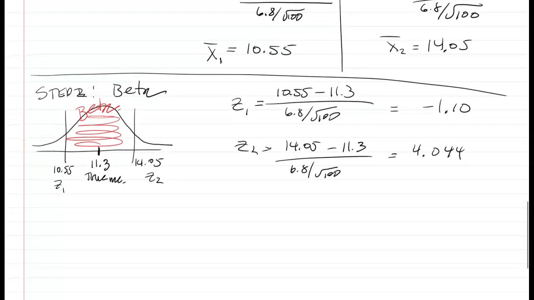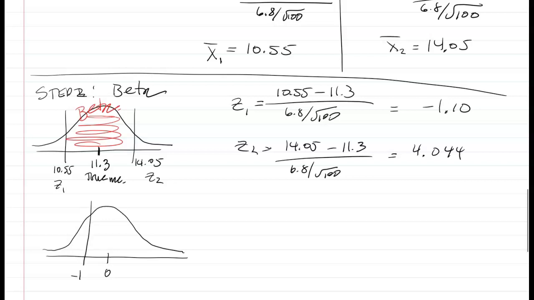So if I were to draw this curve standardized, we can certainly get a better idea of what it would look like. 0 would be in the middle. My 11.3 goes to 0 when we standardize it. So we have negative 1.1 might be right about here. And 4.044 would be clearly off pretty far to the right-hand side. But this is still our beta.